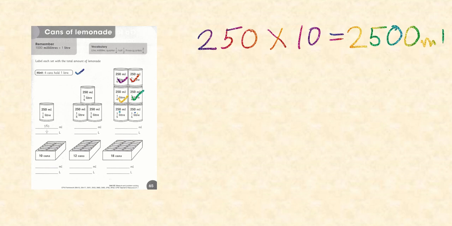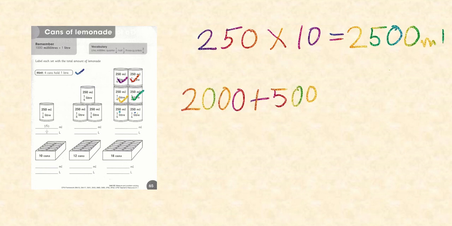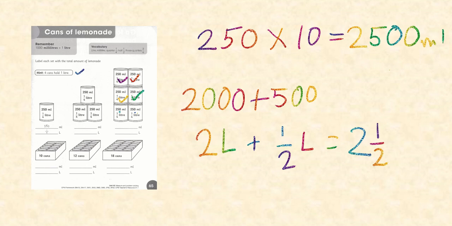How about the liter? How many liters are there? 1 liter is equivalent to 1000 milliliters. So in that case, there are 2500. So I can break it down into 2000 plus 500, correct? 2000 is 2 liters. Okay, and 500 is half liter. So together it is 2.5 liters. Simple?